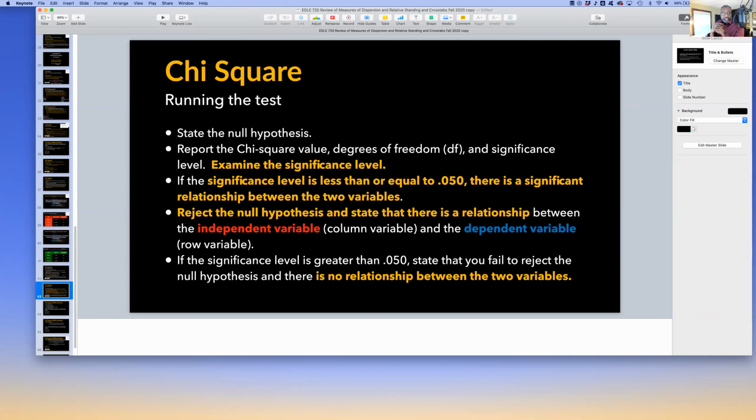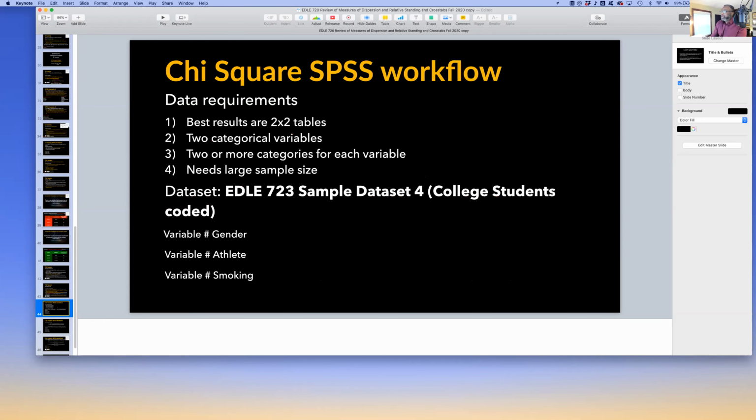If there is a significance level, then you reject the null hypothesis and state that there is a relationship between those variables. And if the significance level is greater than 0.05, you state that you fail to reject the null hypothesis.